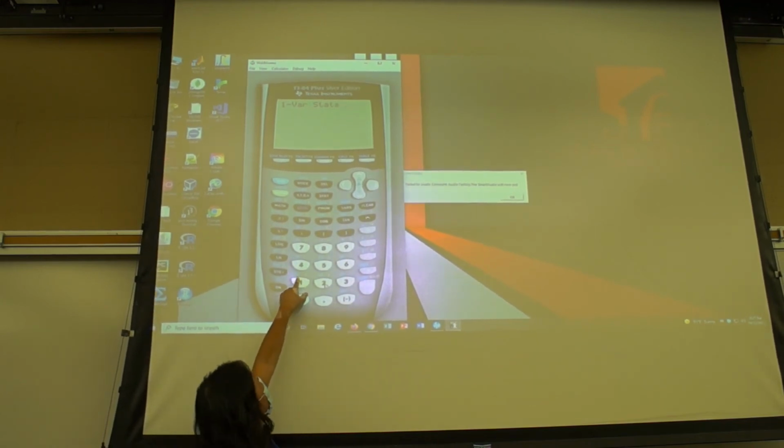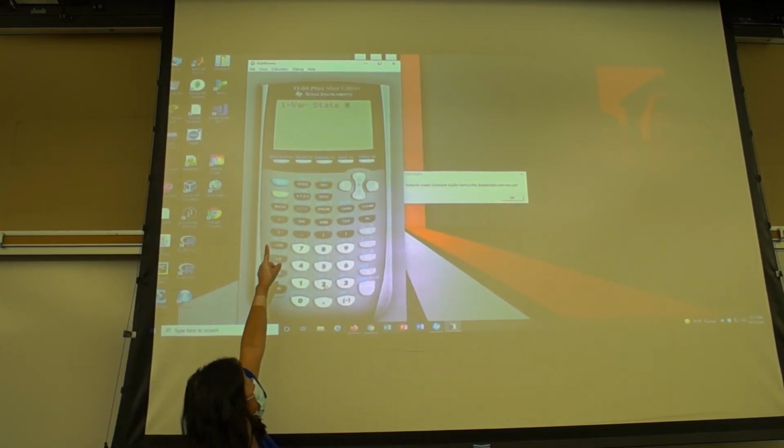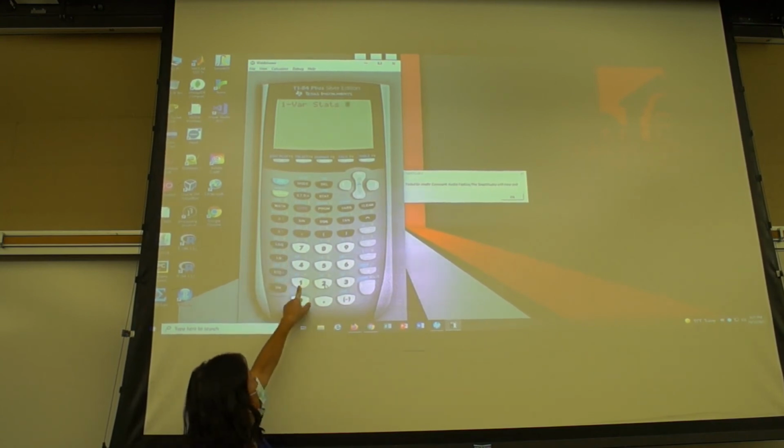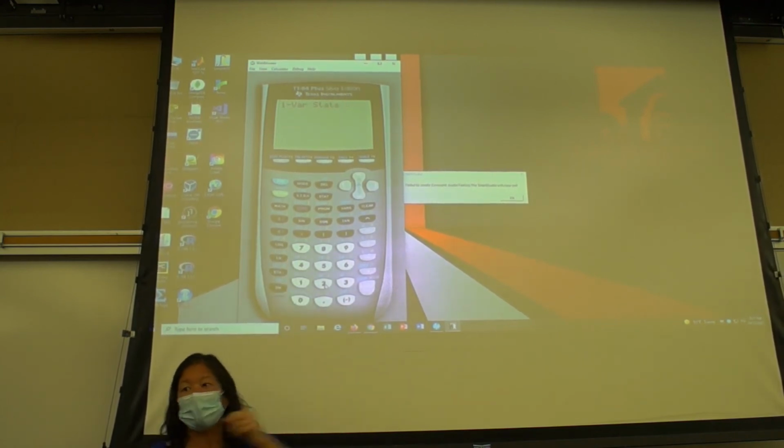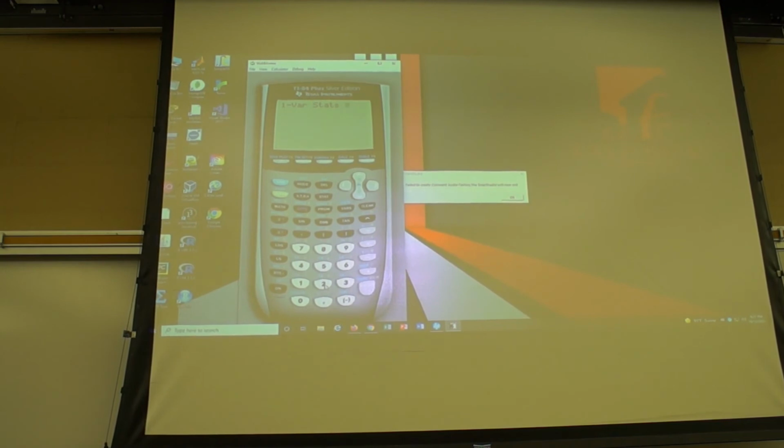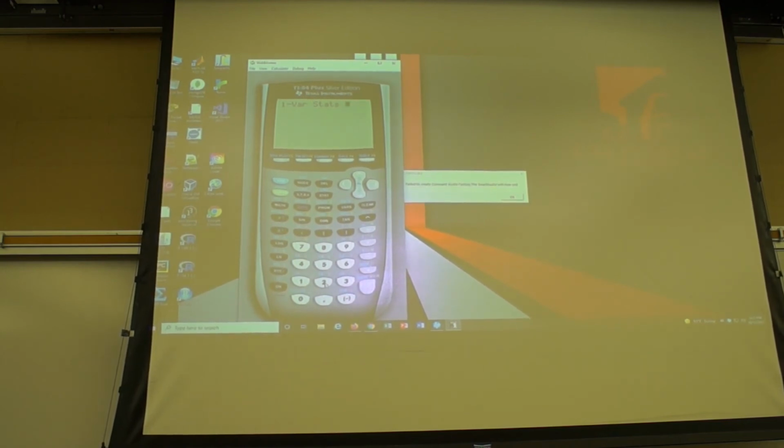How do I get it? I hit the second key in the upper left corner. The second key will give me it, because it's the same color as the L1. So hit the second key and then hit the 1, and that will give you L1. Let me show you. I'm going to hit second, and then 1, and you'll see L1 hop right in here. You guys see that? Then hit enter.